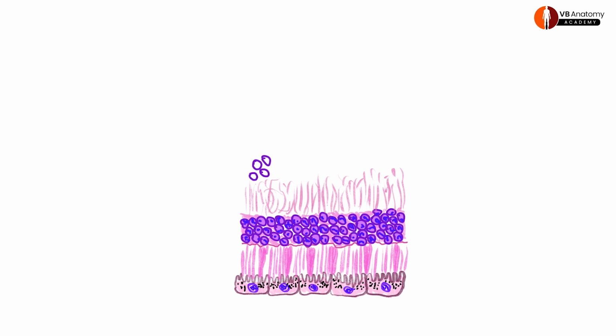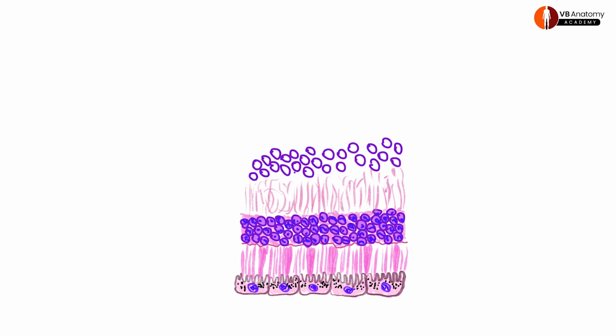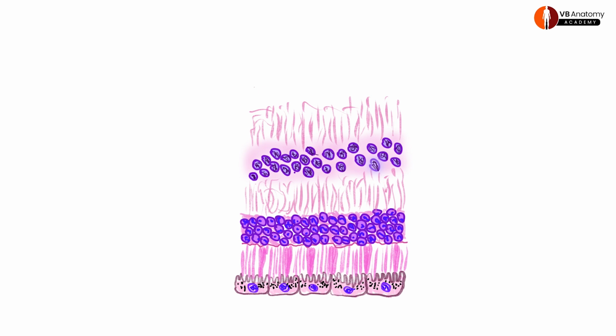The next layer will be the layer of nuclei of bipolar, amacrine, horizontal and Mueller cells. But here make sure you draw fewer nuclei because the number of nuclei are way lesser than the number of nuclei found in the layer of rods and cones. This layer is the inner nuclear layer. Color the nuclei. Let's go to the next layer where the axons of the bipolar cells synapse with the dendrites of ganglion cells and amacrine cells. So again a fibrous layer.